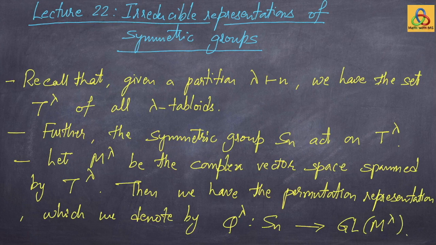You may recall that a permutation representation is almost never irreducible unless the size of the set on which the group is acting is a singleton. So what we are going to do is find an irreducible constituent of this phi lambda that will serve our purpose.